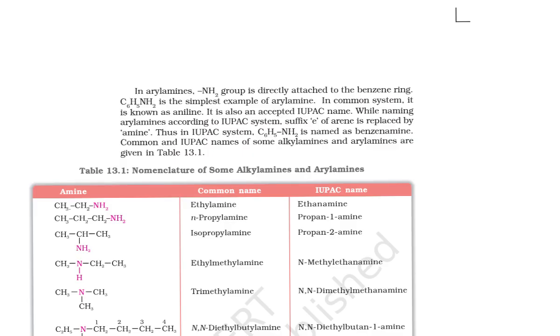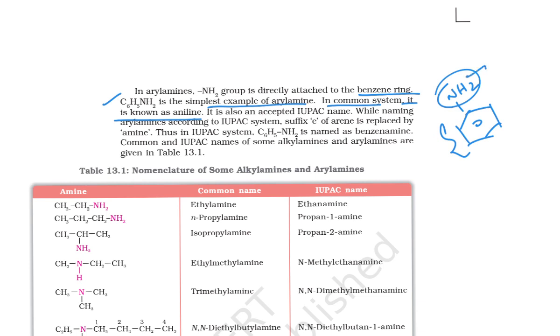Right. Now, in aryl amine, the NH2 is directly attached to the benzene ring. So C6H5NH2 is the simplest example of your aryl amine. In the common system, it is known as aniline. Aniline is also accepted by IUPAC. So the benzene which has one functional group, the common name as well as the IUPAC name are going to be the same.